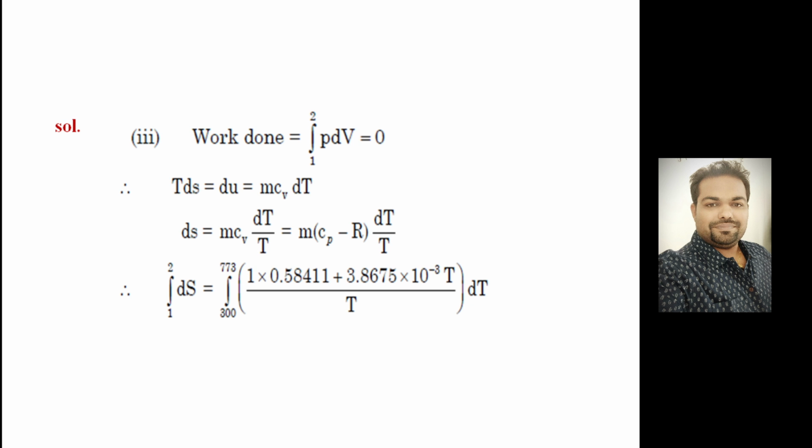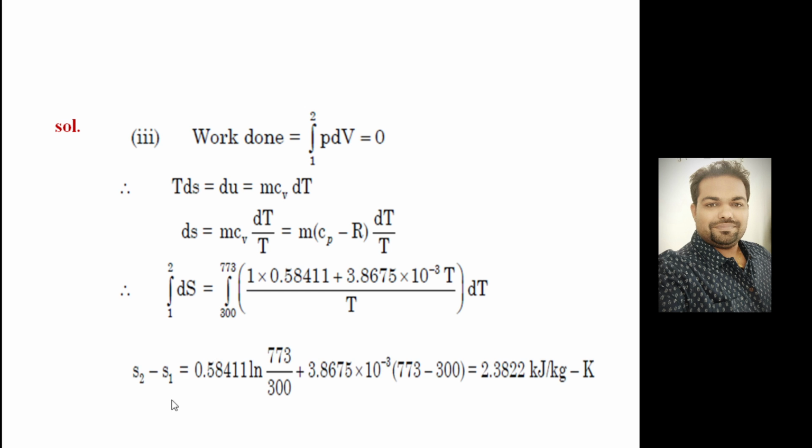So now change in entropy. Use the TdS relation for closed system. TdS equal to dU, right? PdV is not there. dU, that is m Cv dT. Cv is Cp minus R dT. So you just substitute the value of Cp minus R here into dT, and dS, just integrate between 300 and 773. This complete equation you are going to solve.